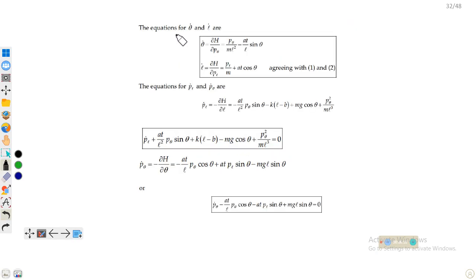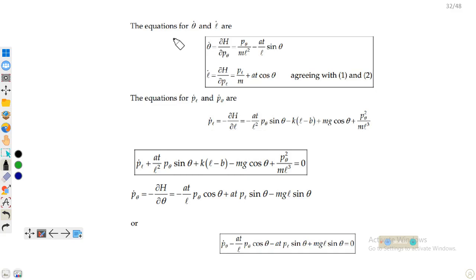Further, we see that the Hamilton equation for theta dot will be equal to partial H over partial P theta. So we can just plug in the value of H and differentiate it with respect to P theta. Similarly, for L dot we can find partial H over partial PL, which will be equal to this. Okay, the equations for PL dot and P theta dot can be found. PL dot will be equal to minus partial H over partial L. Just plugging the value of H here and differentiating with respect to L.